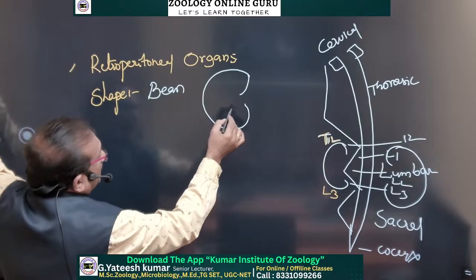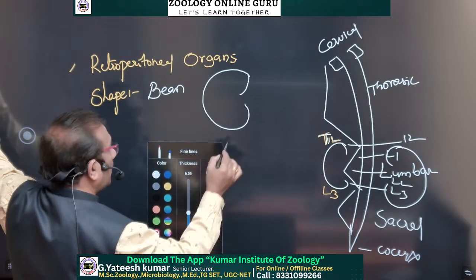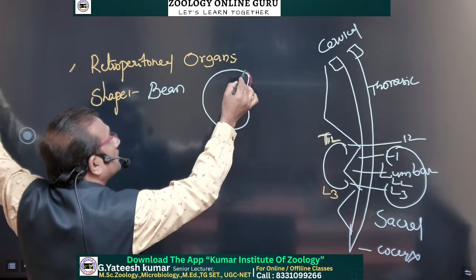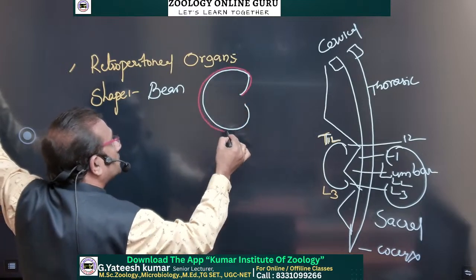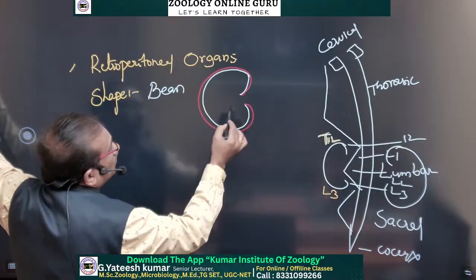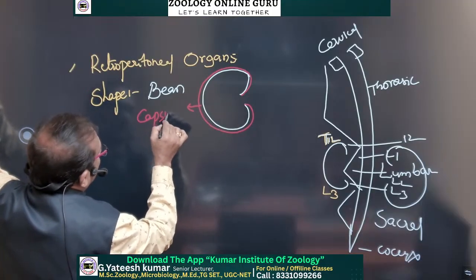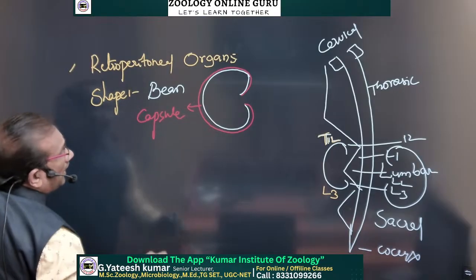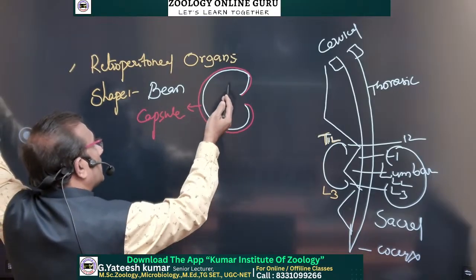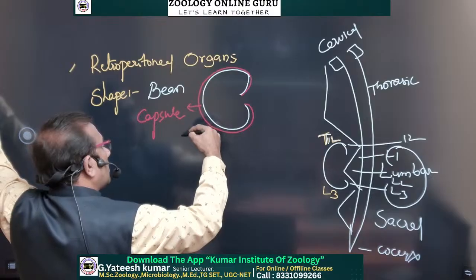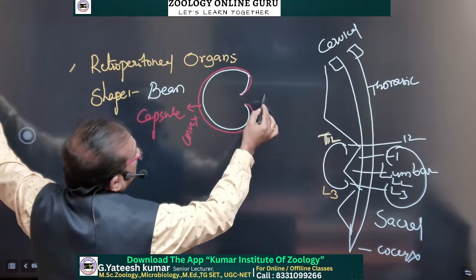The outermost covering is known as the capsule. And here this is the convex side, and this is the concave side.